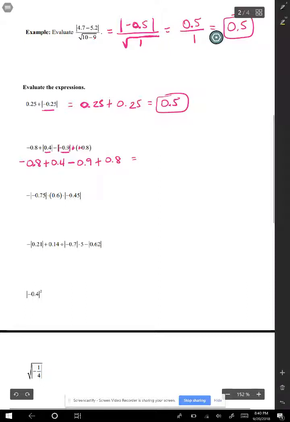And then we add these together. So when we add the negative 0.8 and the negative 0.9, we add our two negatives together. That would be negative 1.7. And then I add my positives together. 0.4 and 0.8 would be plus 1.2. And negative 1.7 and positive 1.2 would be negative 0.5.